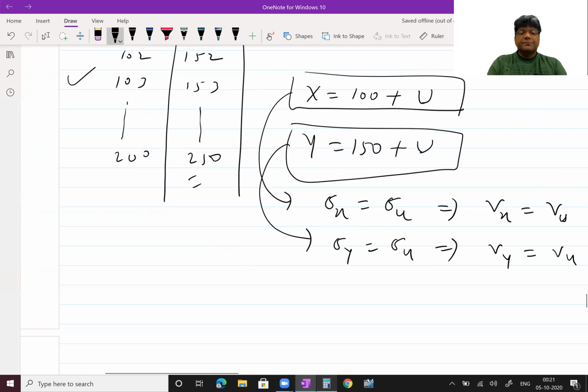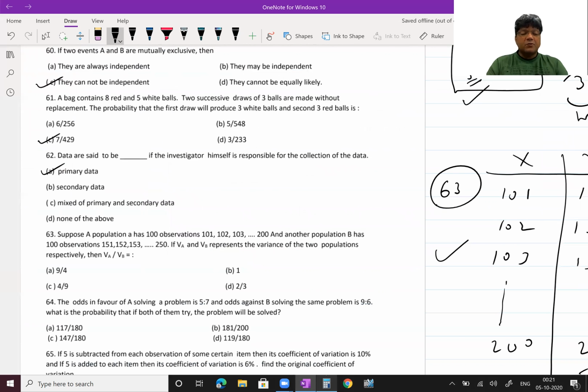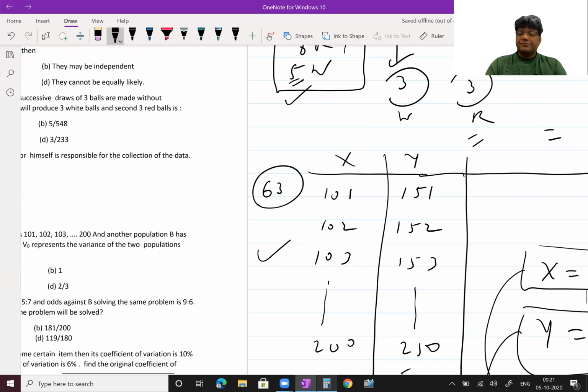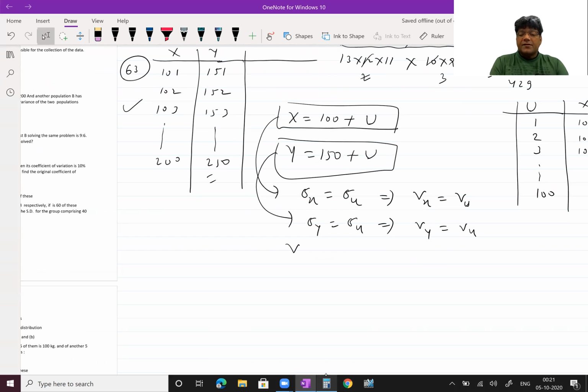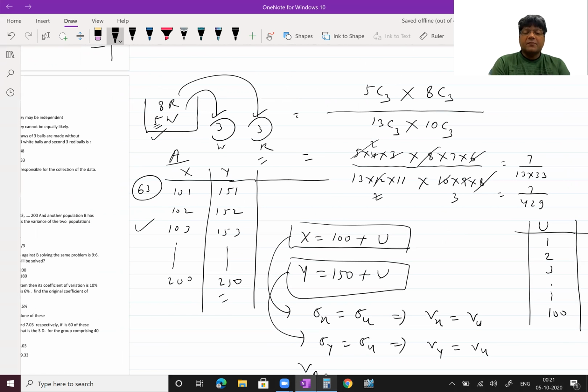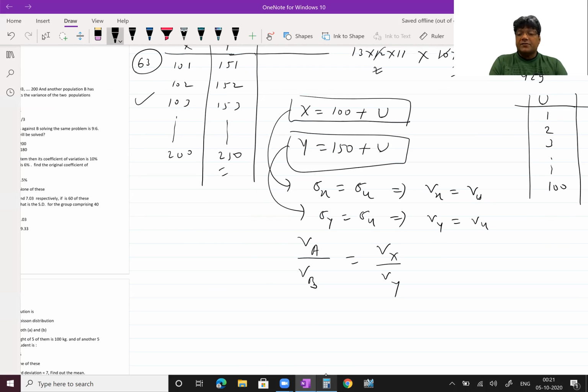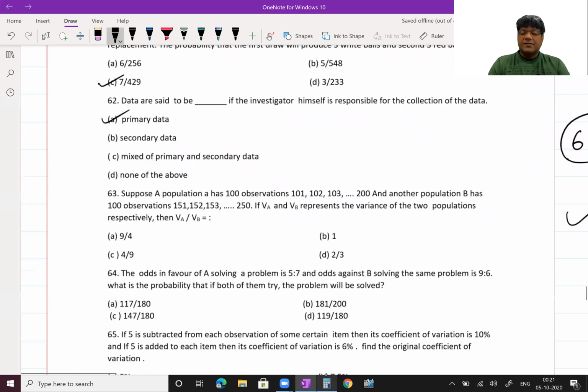Now, what has the question asked us to calculate? The question says V_A and V_B represent the variances of the two populations respectively. So the question asks for the variance of A by the variance of B. Our A is X, we have taken A to be X, and we have taken B to be Y. So variance of A means variance of X, and this is variance of Y. But variance of X is what? Variance of U. This is also variance of U. They will cancel. Your answer is 1. Clear?